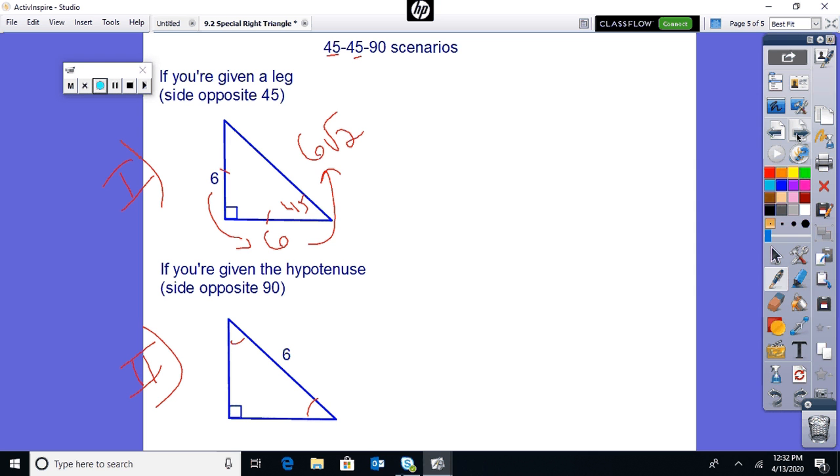All right? And then if you're given the hypotenuse, well, think about it. To go the forward way, you multiply by the square root of 2. So to go backwards, you're going to divide by the square root of 2. And this is one of those scenarios where you would rationalize your denominator because you have a radical on the bottom. So which one are you going to pick now? You're not going to use square root of 3 this time because you have a square root of 2 on the bottom. So we're going to pick square root of 2 over square root of 2.